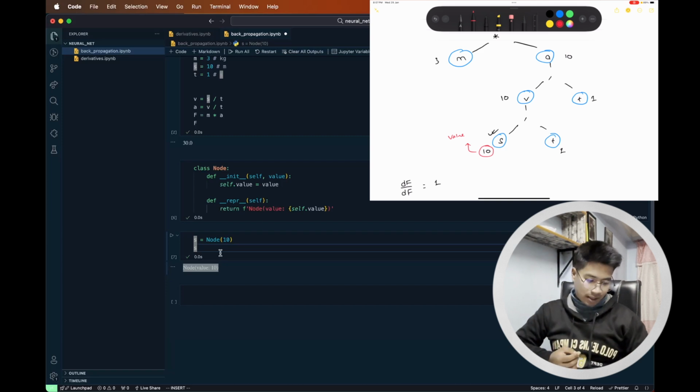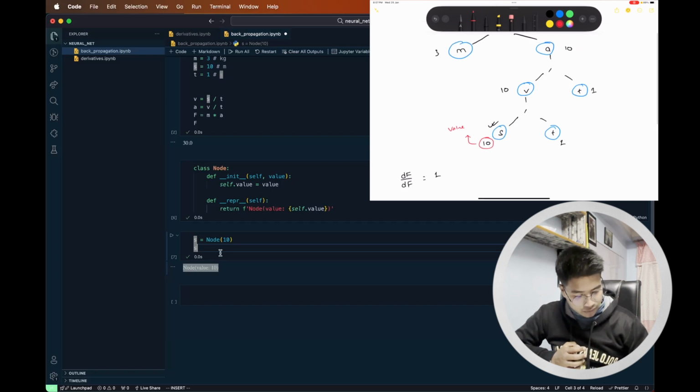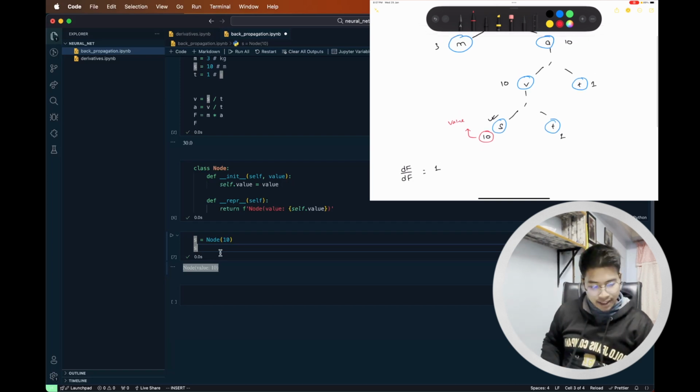What else do we need? Over here, if I look at that node, I don't really need anything more there.